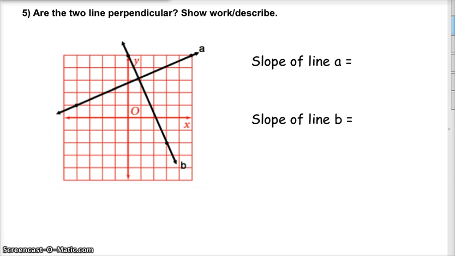Last problem, are the two lines perpendicular? Show work and describe. They look perpendicular, but in order to determine whether they are perpendicular, we need to find their slopes. So the slope of line A, I'm going to start right over here, if you can see my purple dot. I'm going to rise 1, 2, 3, 4. And I'm going to run 1, 2, 3, 4, 5, 6, 7, 8, 9. This doesn't reduce nicely, so I'm just going to leave it.